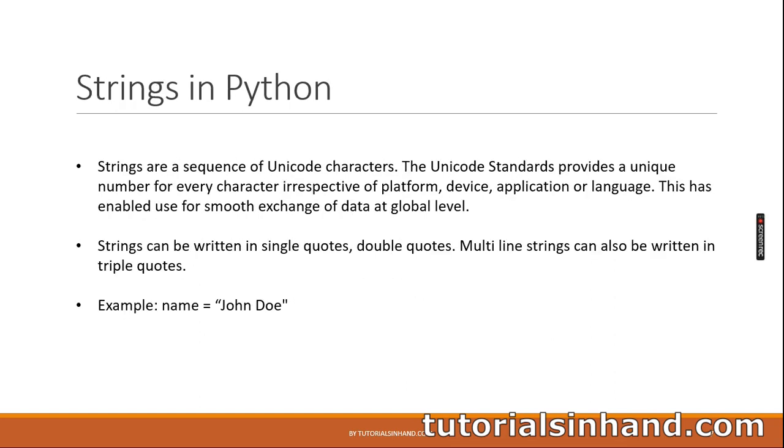Okay, let's proceed. Strings in Python. Strings are a sequence of Unicode characters. The Unicode standard provides a unique number for every character irrespective of platform, device, application or language. This has enabled us to have smooth exchange of data at global level. Strings can be written in single quotes, double quotes. Multi-line strings can also be written in triple quotes. Example, name equal to John Doe. Basically, this is a simple example of a string.